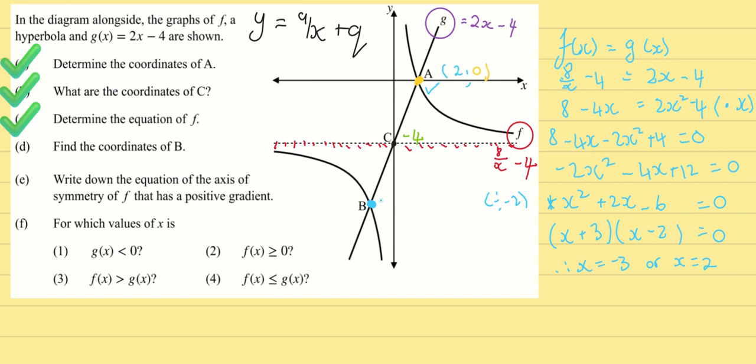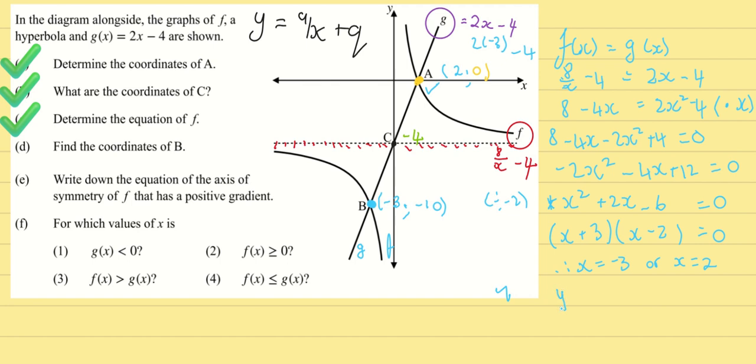Alright, and so that would now mean that the x coordinate of B is at negative 3, and in order for us to get the y coordinate, we either substitute the negative 3 into our f equation or our g equation. I always go for the straight line equation, and so using minus 3, if we just do a bit of mental maths, when x is minus 3, right, we end up with negative 6 minus 4, which is negative 10.